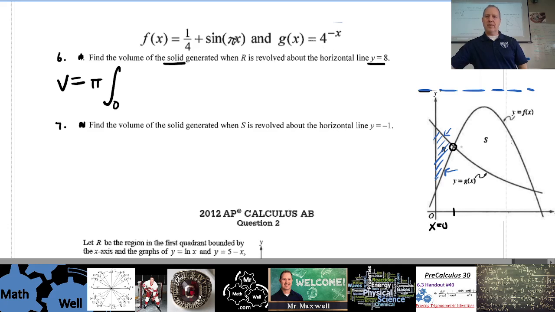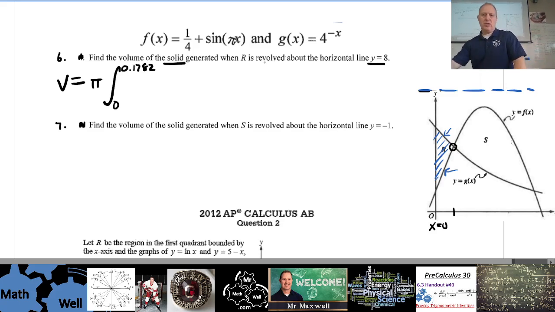These are the two graphs here. The 4 to the negative x is going to be your g of x, and your 1/4 plus sine of pi x is going to be this one here. So type those out onto your graphing technology and find your intersection point, which should be, what is it again? You want to list that out for me? 0.17822. So 0.1782 or thereabouts.